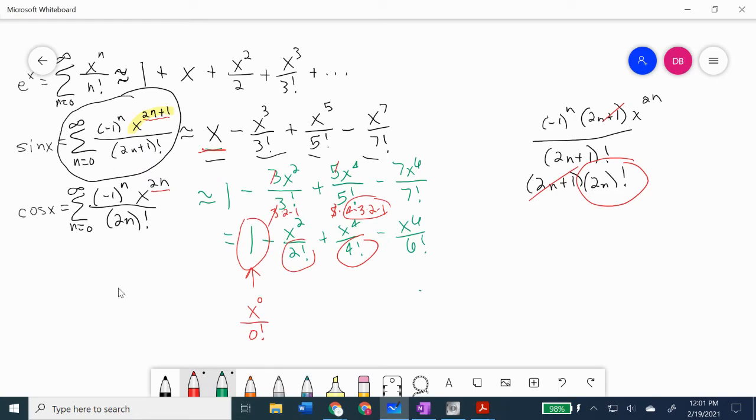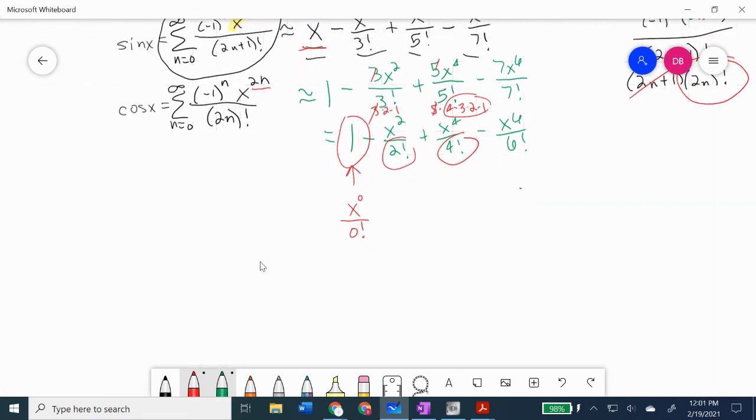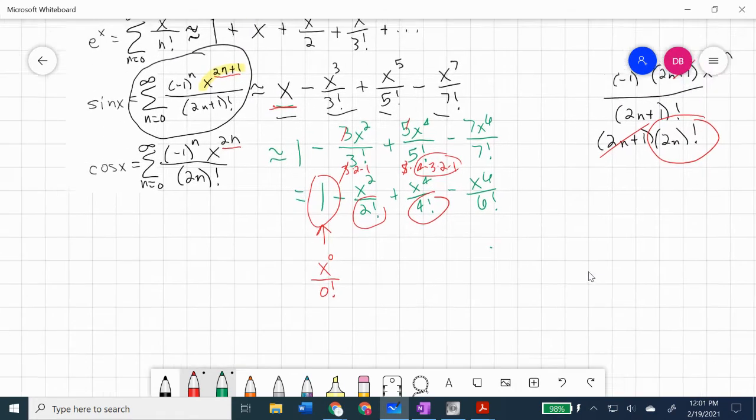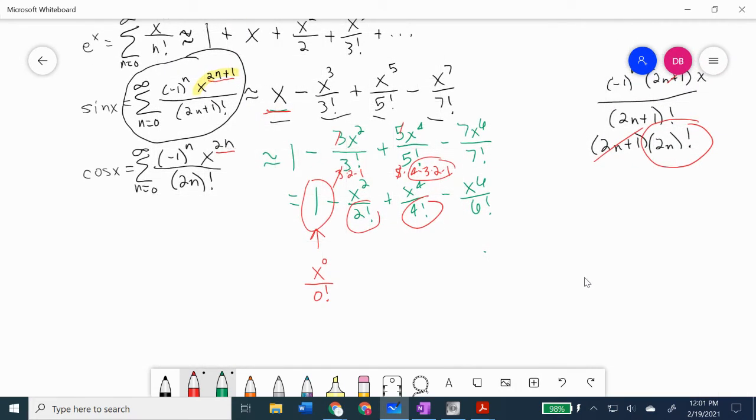So, what are we doing today besides finding out what cosine is? We are learning about how to algebraically manipulate from a known series instead of starting from scratch.